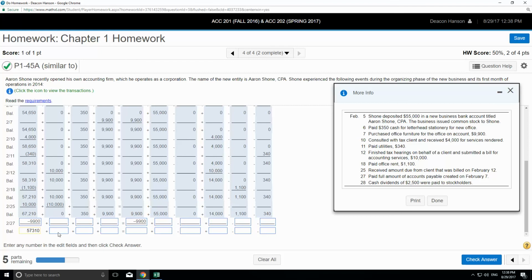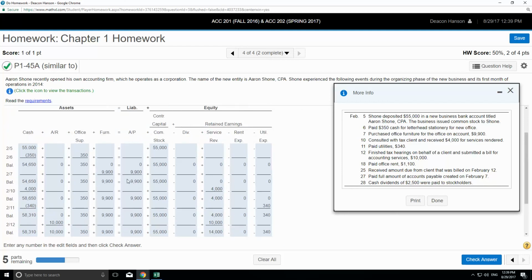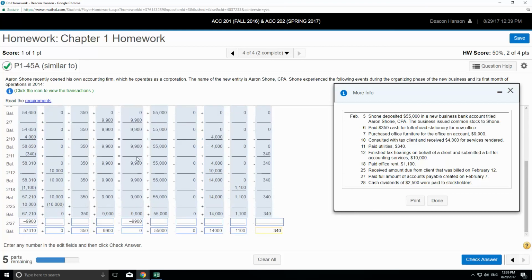Where was the calculator again? Under here. Sorry. Question help, calculator. So this is 0. This is 350. 99. This is 0. 55. 0. 14. Do we also minus it from the accounts payable? I did. Oh, okay. You see where I did that? Yeah. Right here. My bad.